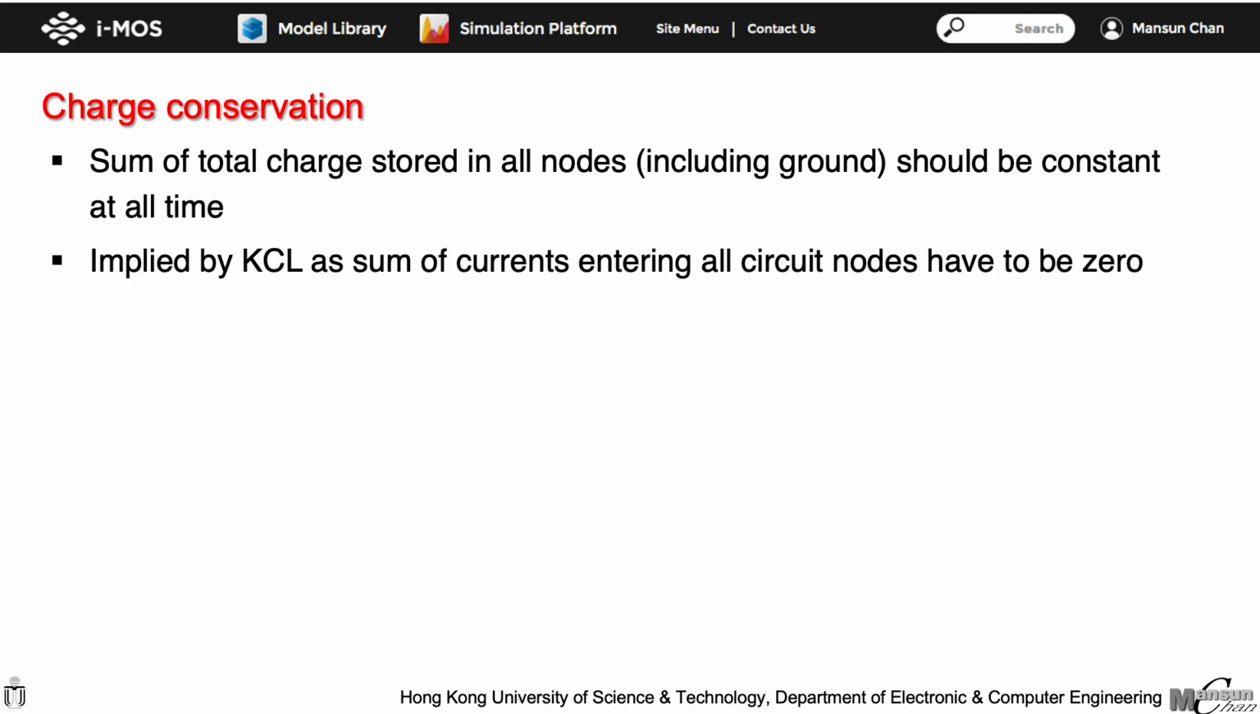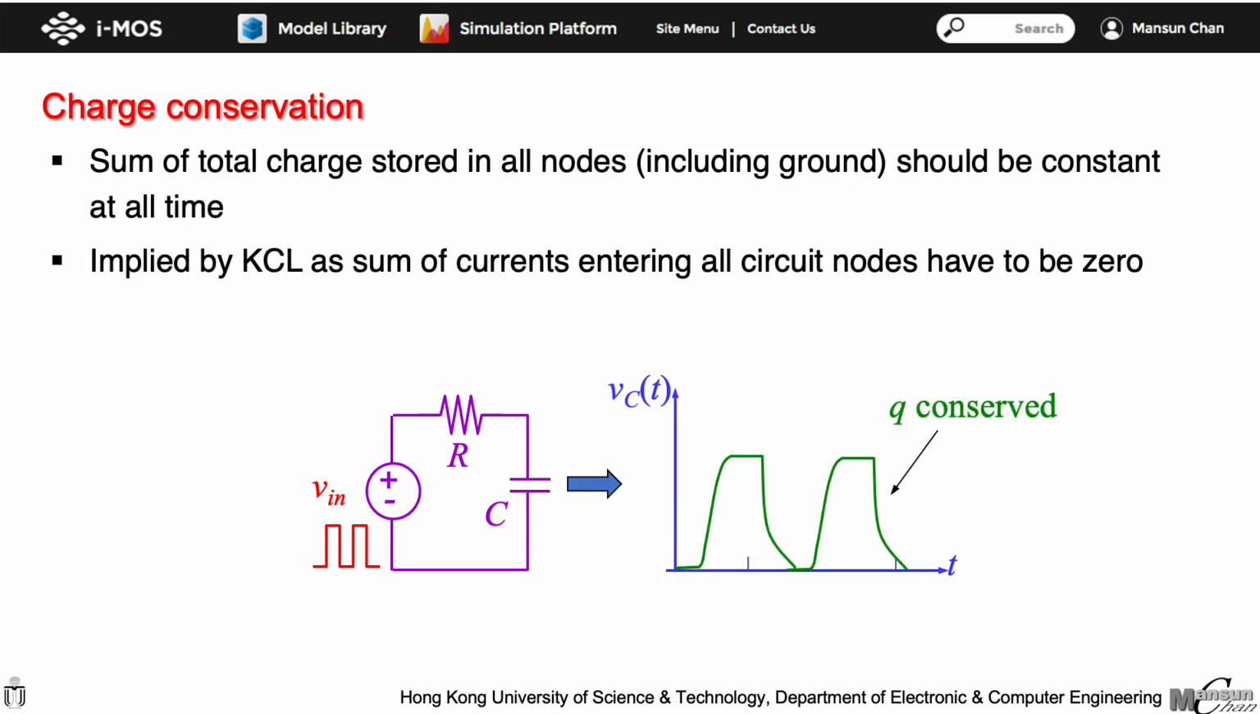Let's take a look at what will happen when charge is not conserved. For the simple RC circuit shown here, we apply continuous pulses to it. If the capacitor is completely charged and discharged, the output high and output low is determined by the input pulses. That is, the output will also be a train of pulses with the same low and high value as shown in the output characteristics here. However, we may observe an increase in the capacitor voltage over time, as indicated by the red line. Such effect is not physical, which is caused by the charge accumulation over time when there is a violation of the charge conservation principle.